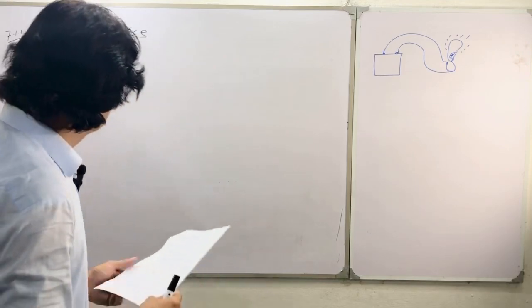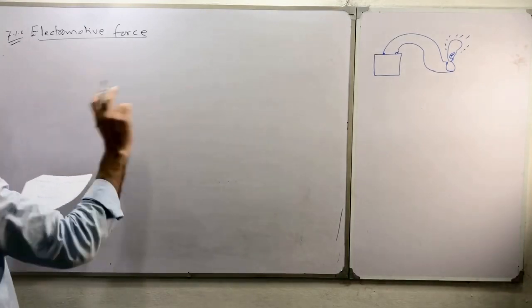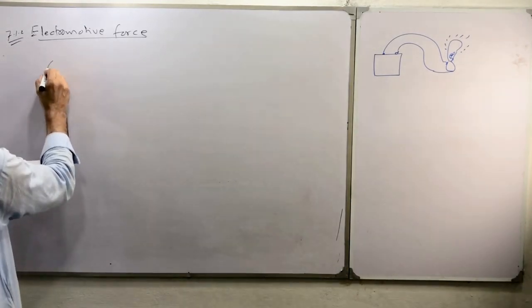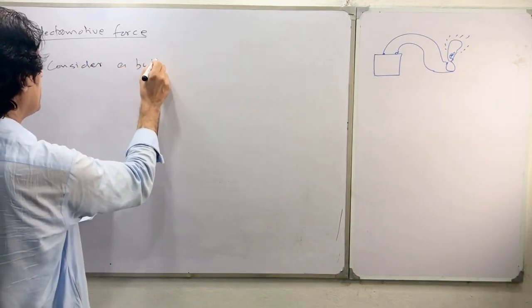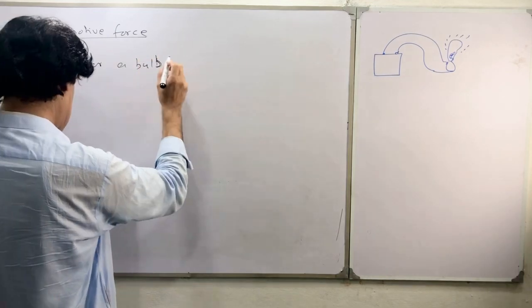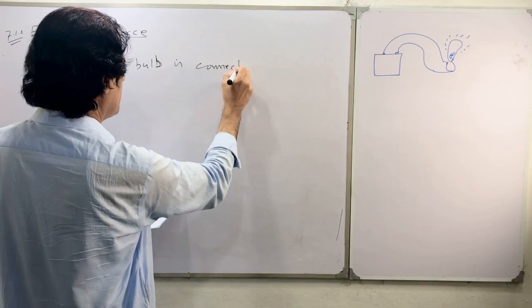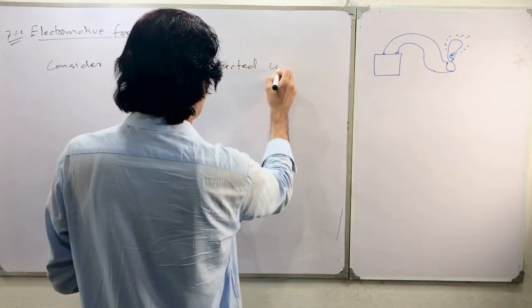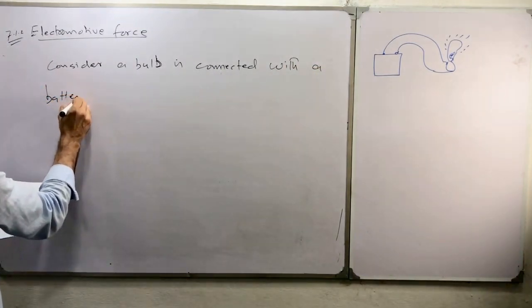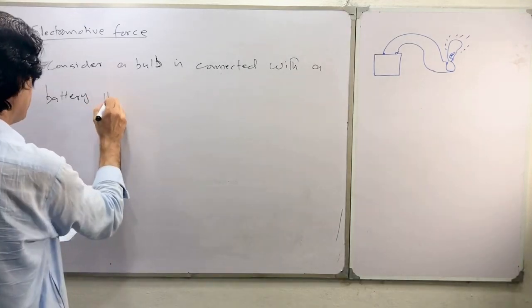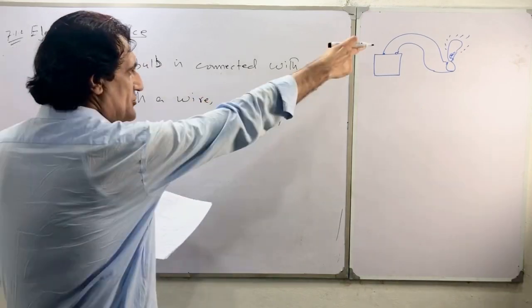So how to define electromotive force? We consider, let's write down, consider a bulb is connected with a battery through a wire, as shown here.